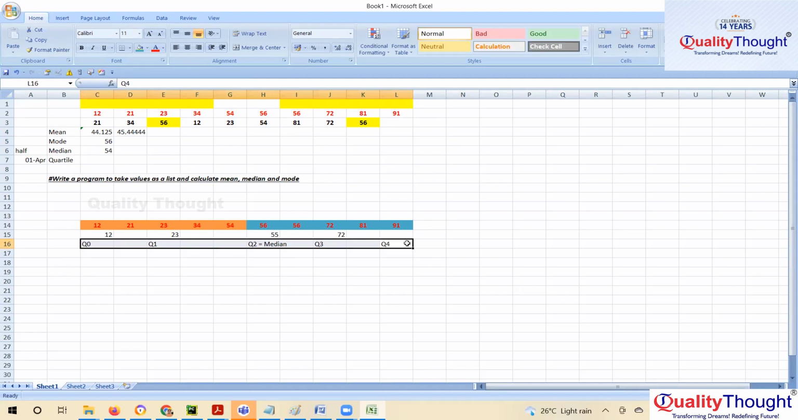Quartile 1 is dividing into 1/4. Quartile 2 is dividing into 1/2. Quartile 3 is dividing into 3/4. So quartile means 1/4, 1/4, 1/4, 1/4.